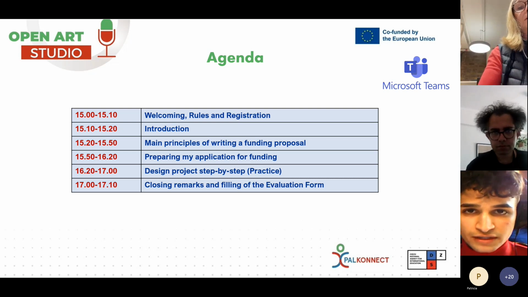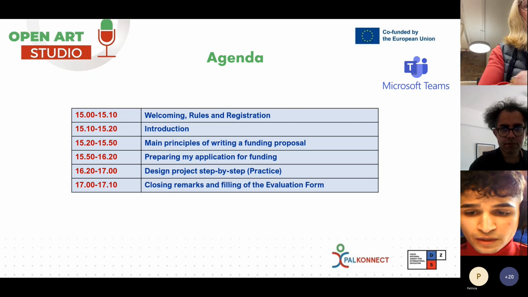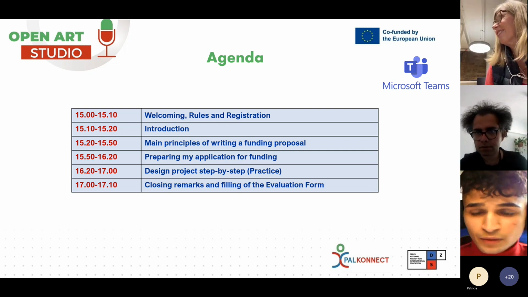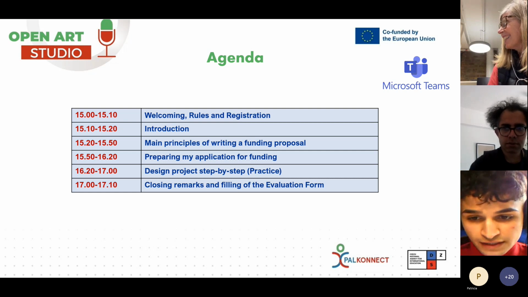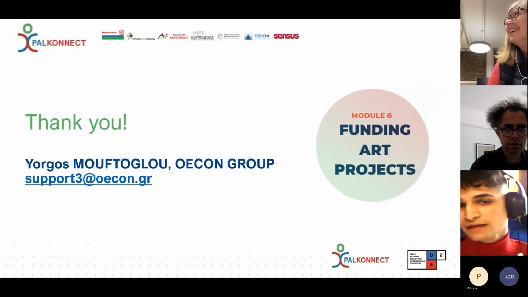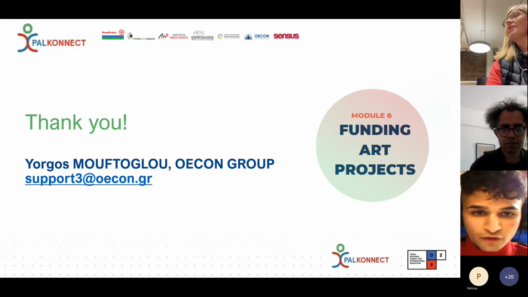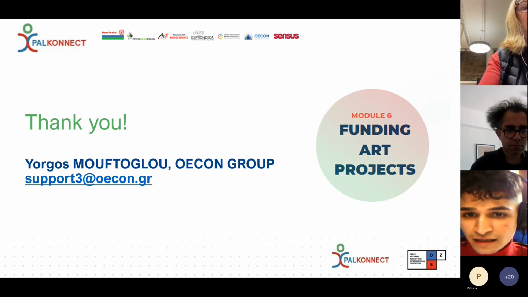In this part of the session, you will all be separated in some breakout rooms. And with the help from Mrs. Kopanarova and Mrs. Thomaidou, you'll create a project idea step by step. And when we come back to the main room, you will present it to all of us. And in the last 10 minutes of the session, we'll have the pros and remarks and the filling of the evaluation form.